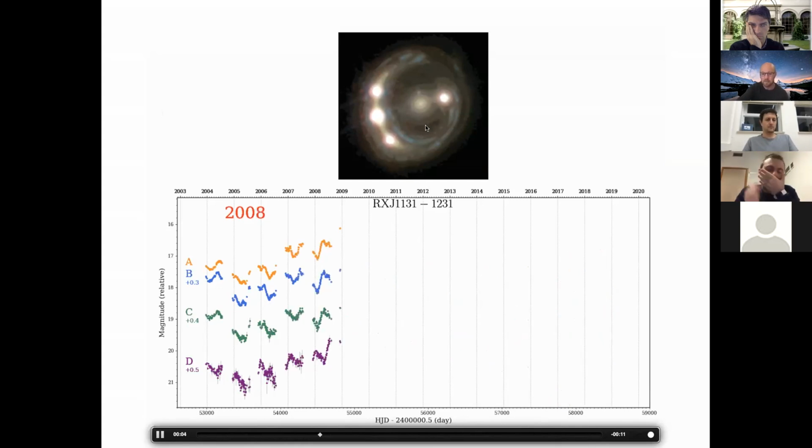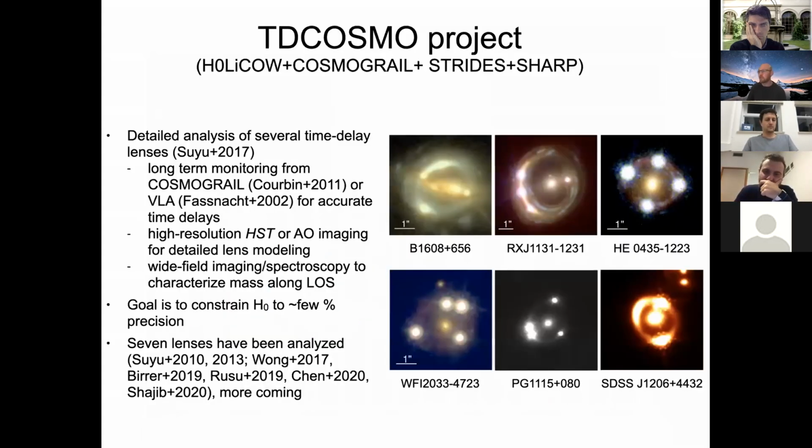So this leads me to introduce the TDCOSMO project. TDCOSMO simply stands for Time Delay Cosmography. This is now our new umbrella organization from the previous HOLICOW project that did the analysis on these 6 lenses. COSMOGRAIL is the monitoring campaign to measure the time delays. STRIDES is an external collaboration with the Dark Energy Survey looking for new lenses that we can add to the sample. And SHARP is a collaboration around the Keck adaptive optics campaign to constrain the lens modeling.